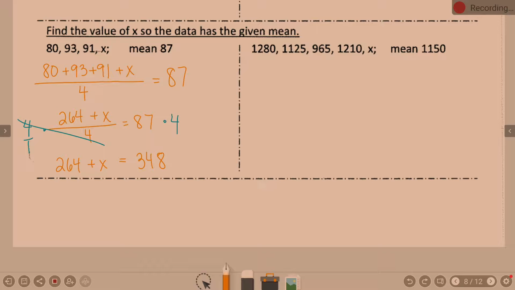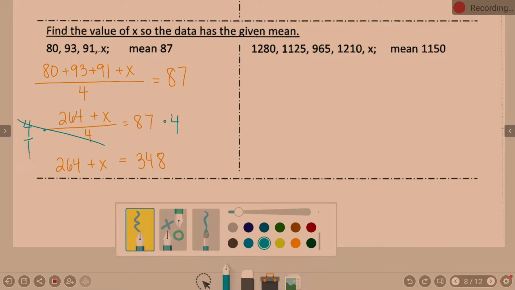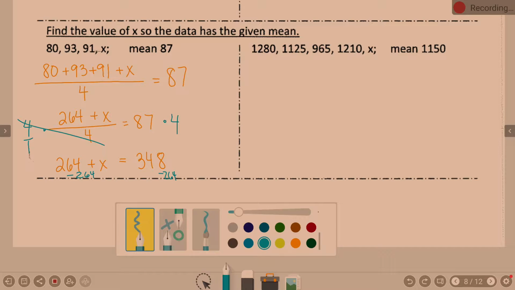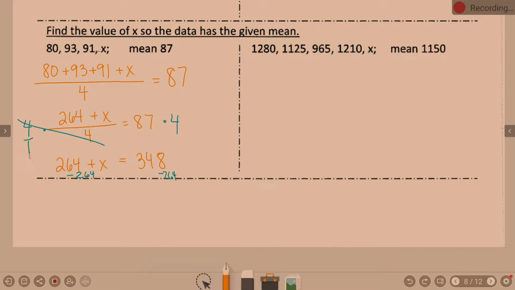And how do I solve for x? Since it's 264 plus x, I'm going to subtract 264. And we're going to get some lovely answer of whatever 348 minus 264 is. 84. So if I go back to earlier, Susie needs an 84 to make sure she maintains an 87 average.